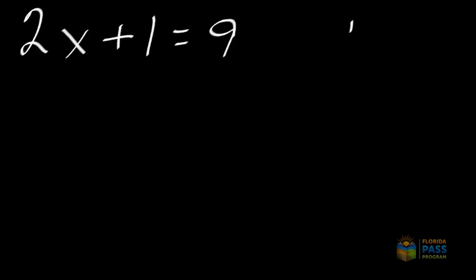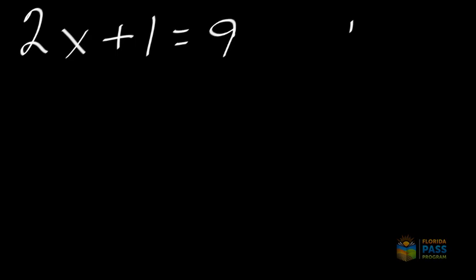Let's do a couple of problems where we have to solve for x and they don't even give us anything to work with. Here's what I mean. Here's the equation. 2x plus 1 equals 9. They don't say is x equals 4 or anything like that. They want you to figure out what is x. So what we have to do is isolate the variable.